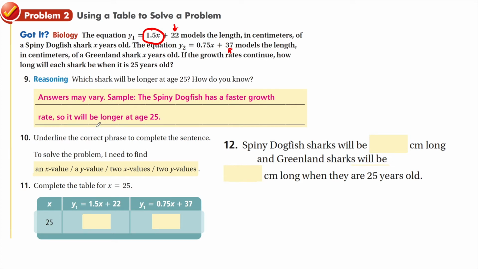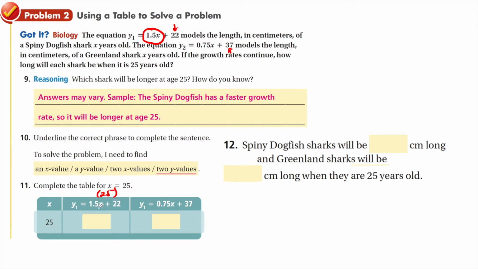But how do we go about solving this one? Well, let's underline the correct phrase. Complete each sentence to solve the problem. I need to find an x value, a y value, two x values, or two y values. Well, you're going to have to find two y values. You need to find the end result for both of them, for the dogfish as well as the Greenland shark. So let's complete the table for x equals 25. If we know what the y value equals, we can just plug the 25 into the equation and it will spit out the answer.